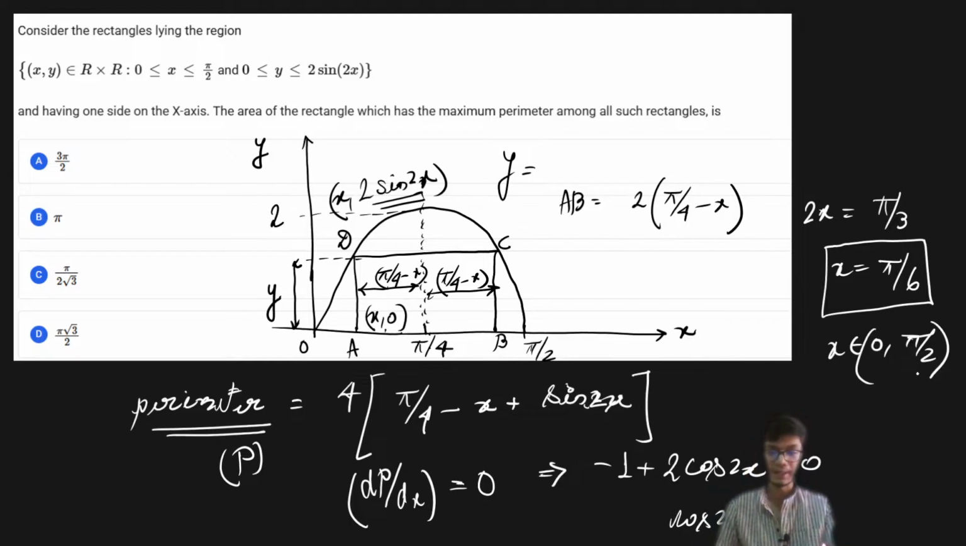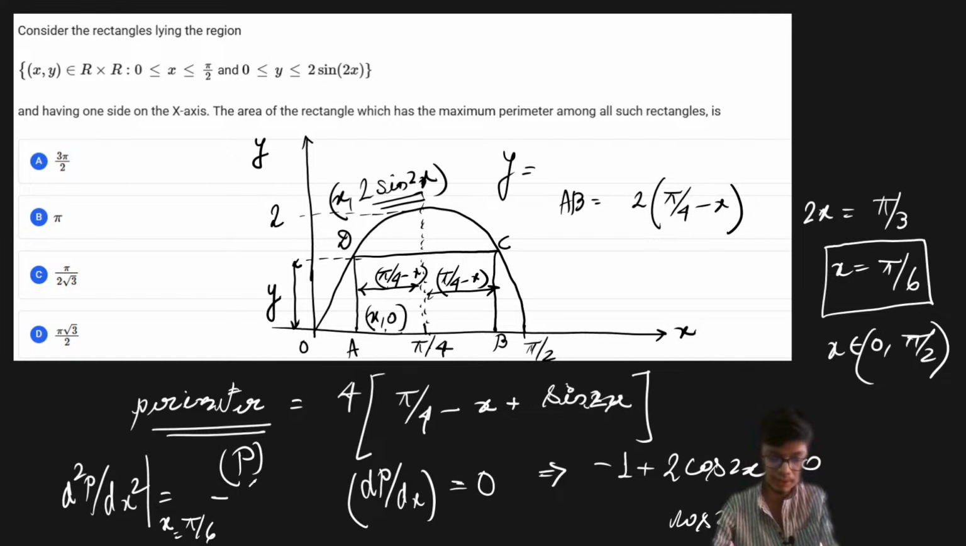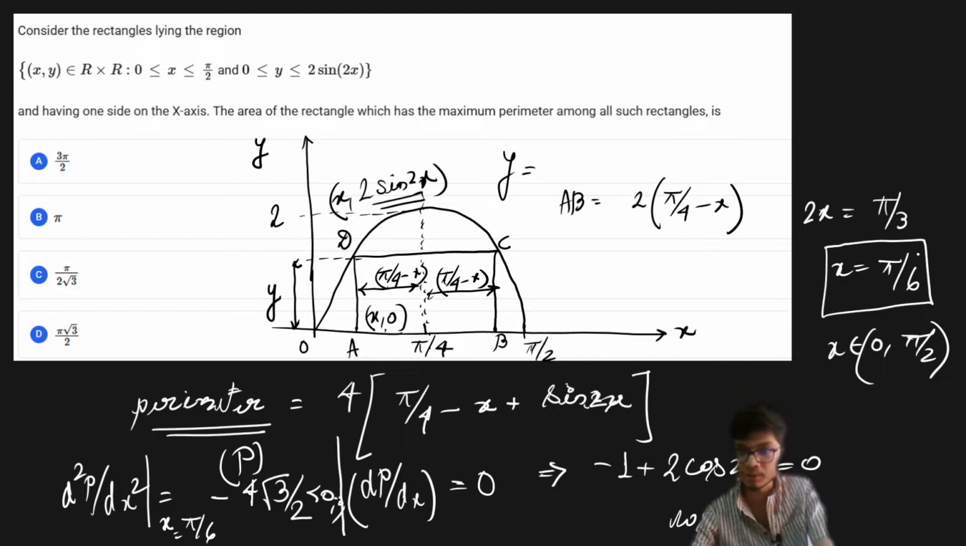I hope this part of the solution is clear. Now, in order to ensure that this is a minimum value, the second time I will differentiate this with respect to x. And if I put the value at the critical point, that is x equal to pi upon 6, then for the perimeter, this result is going to come out as minus of 4 upon 3 root 3 by 2, which is a negative value, and that basically ensures that at x equal to pi by 6 I am having the maximum.